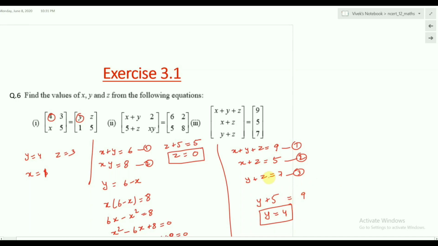Same like this, if you substitute y plus z value 7 in equation number 1, you will get x value. So x plus 7 will be 9. So x value will be 2. x value we are getting 2. So we will find z value. We will substitute in equation number 2. So what will be your z value? x value is 2, plus z will be 5. So z value is 5 minus 2, 3. So we got x, y, z values. That's all.